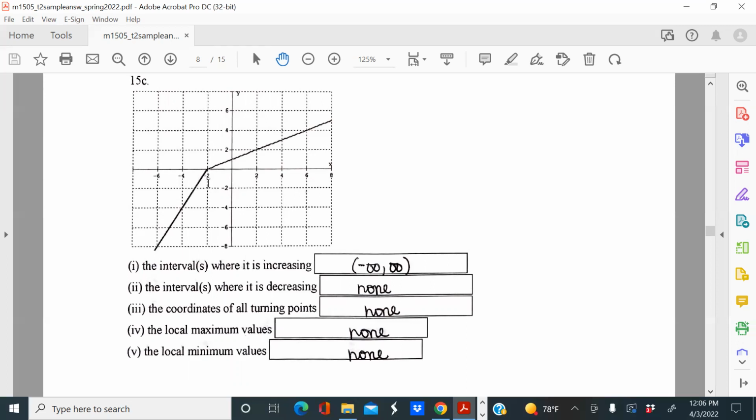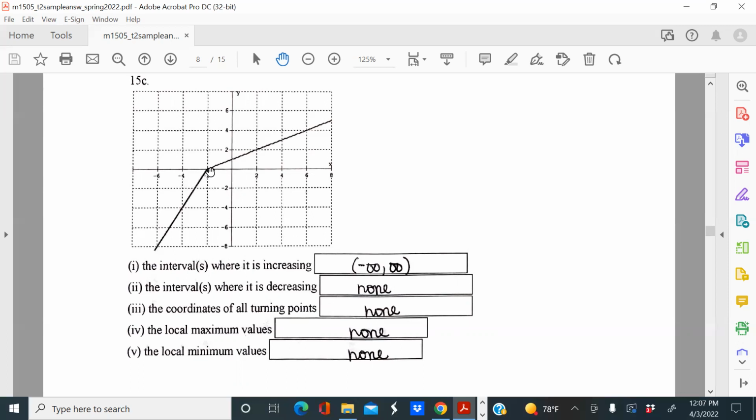It's not always increasing at the same rate, however. So this part of the curve is obviously increasing faster than this part of the curve because this line has bigger positive slope than this line does. So it's not always increasing at the same rate, but it's always increasing. So that means that you don't have any intervals where it's decreasing, and therefore you don't have any turning points because it never changes behavior from increasing to decreasing or vice versa. You don't have any turning points. You don't have any local maximum or minimum values.